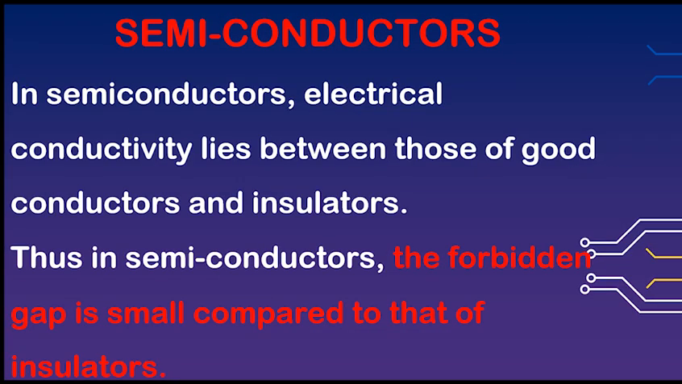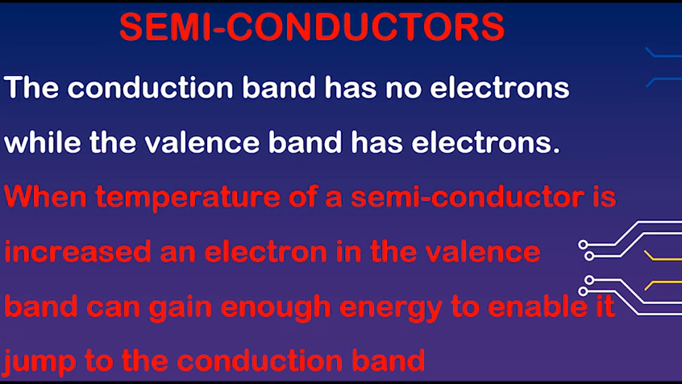Lastly, let us look at semiconductors. In semiconductors, electrical conductivity lies between those of good conductors and the insulators. In semiconductors, the forbidden gap is small compared to that of insulators. Remember, we already said that the conduction band has no electrons, while the valence band has electrons.